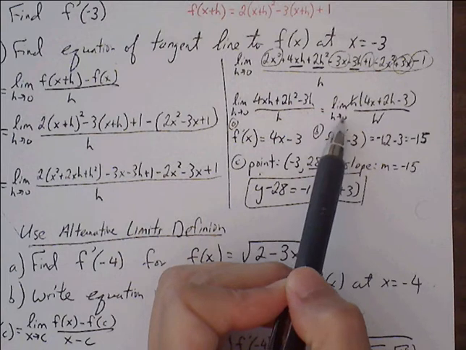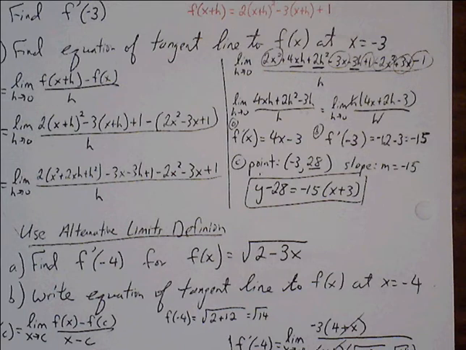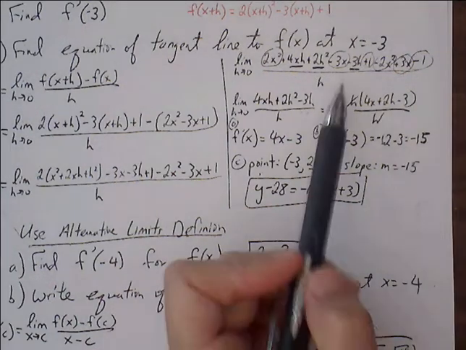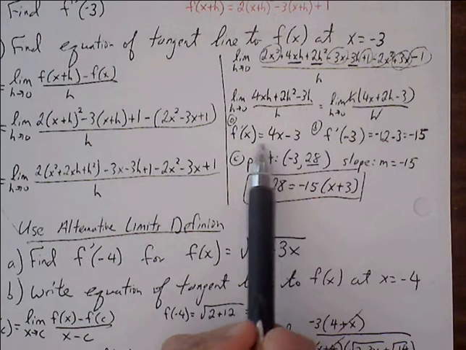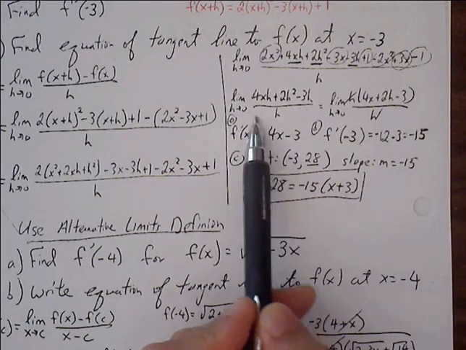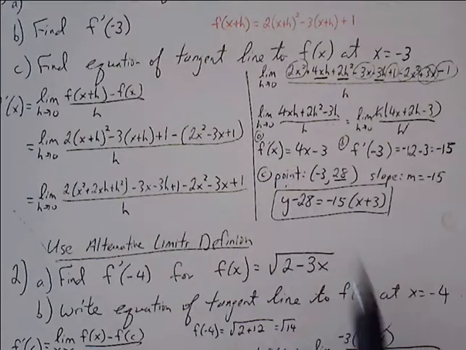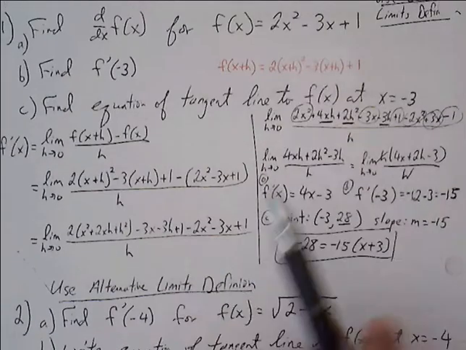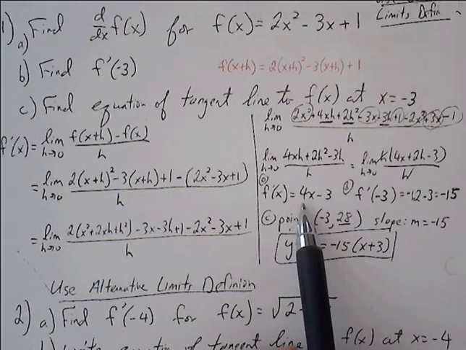Now we can reevaluate the limit. Plug in 0 for the remaining h. 2 times 0 is 0, so 4x minus 3 is our f prime. So our derivative function is 4x minus 3. The derivative function for this original f of x is this f prime, which is 4x minus 3.